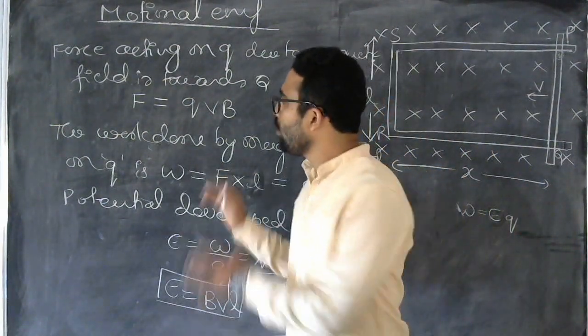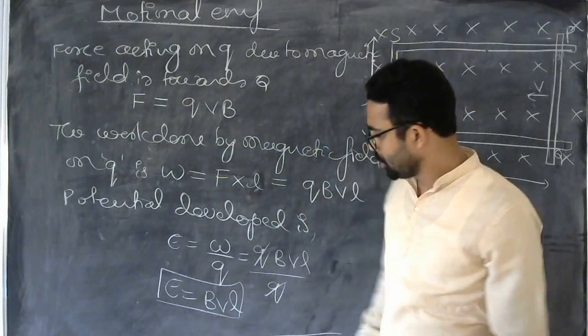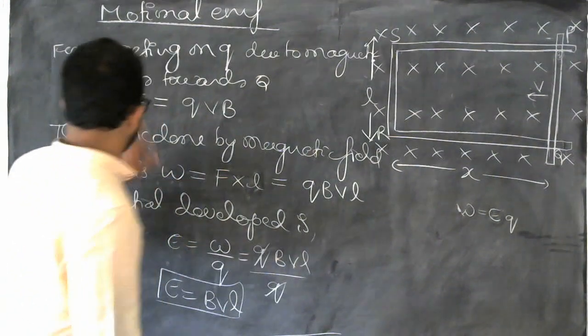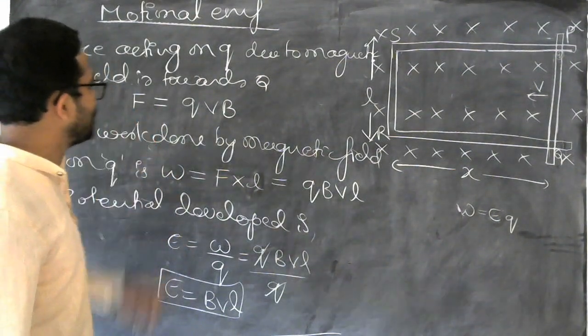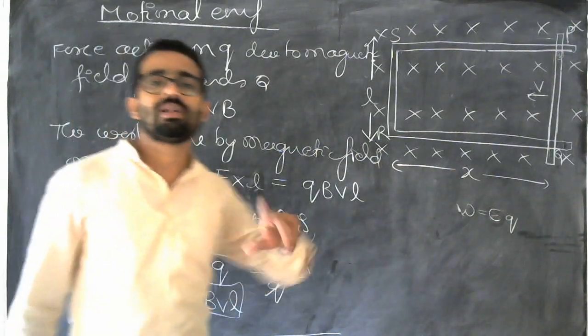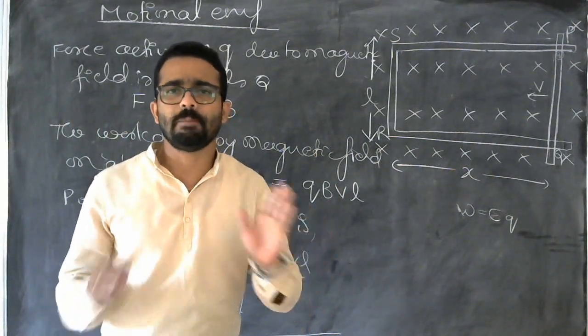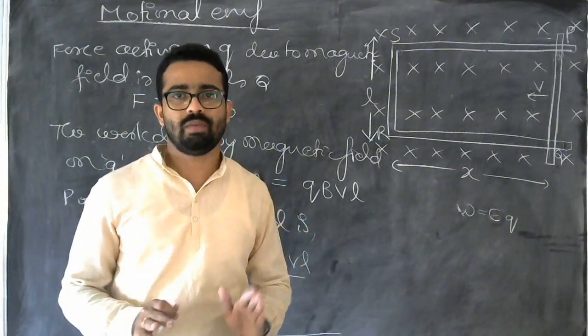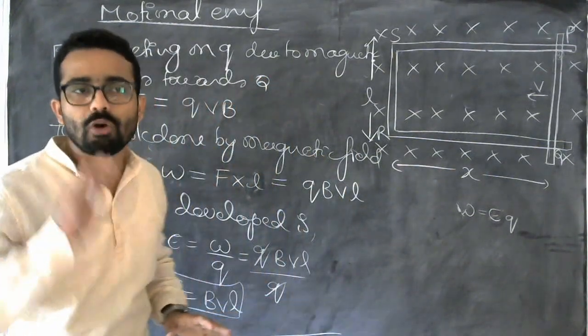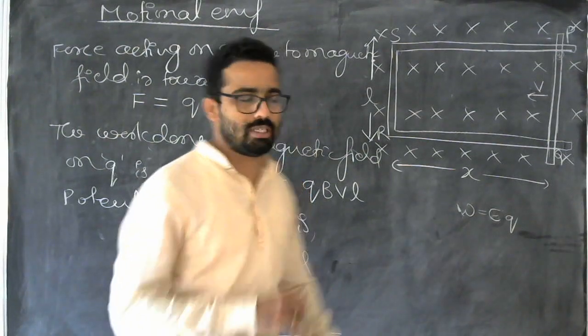In this way also, we can derive the expression for EMF induced. And whatever force is written here, what is the equation for force? That is F is equal to Q into V cross B. This force can also be called the Lorentz force. We already know about the Lorentz force. It is a force acting on a charged particle in the presence of both an electric field and a magnetic field.